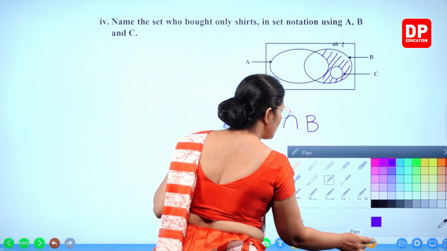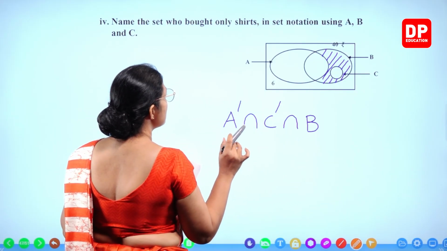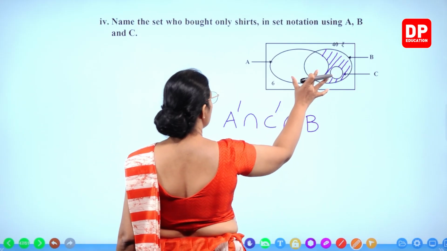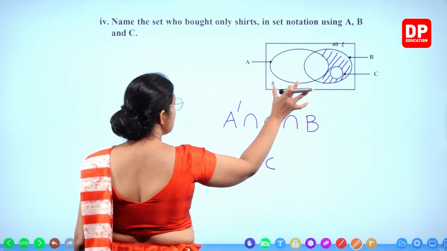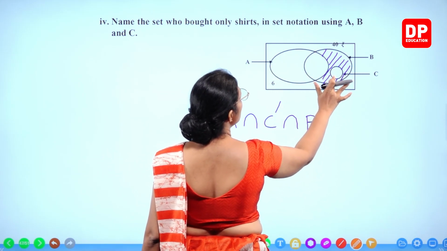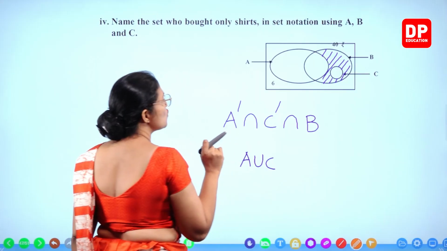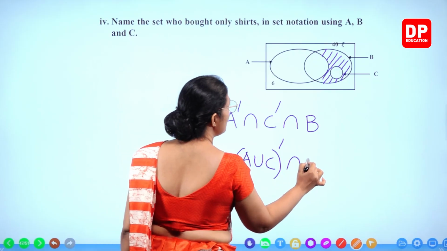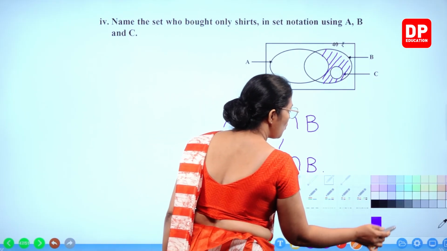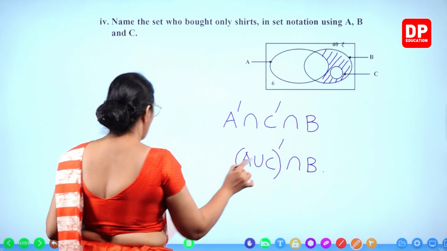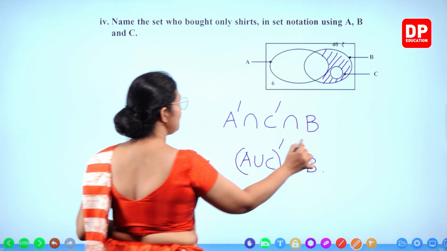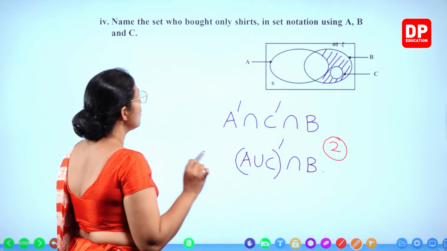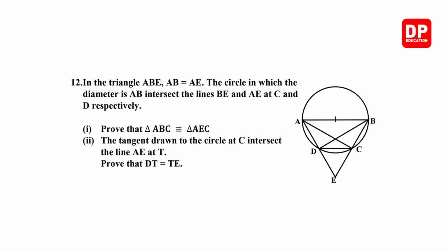So you can write down the same thing as this. A union C dash. A union C is A and C. Union dash but intersects with B. So same thing you can write like this as well. So you get 2 marks for any one of these. So we have given all 10 marks for that question. Now let's do the last question.